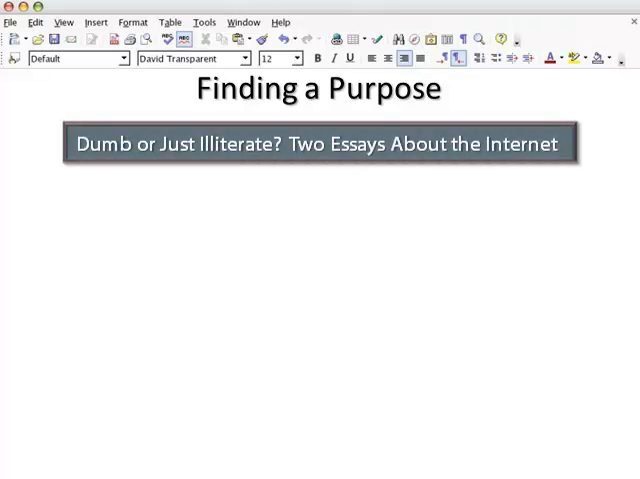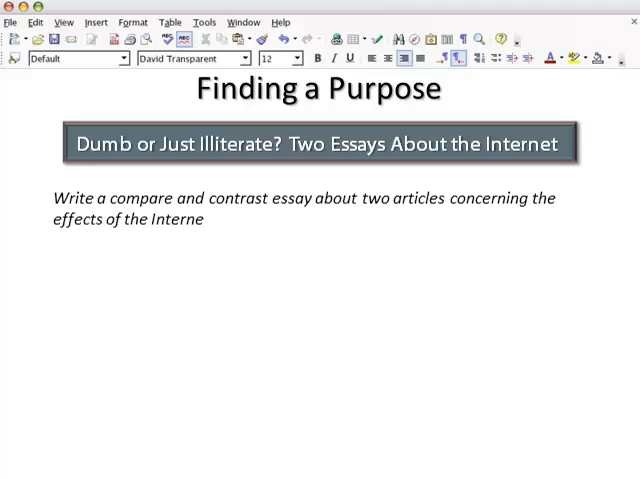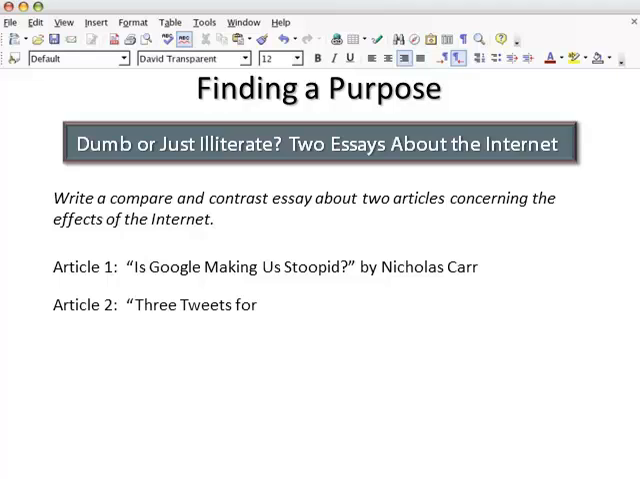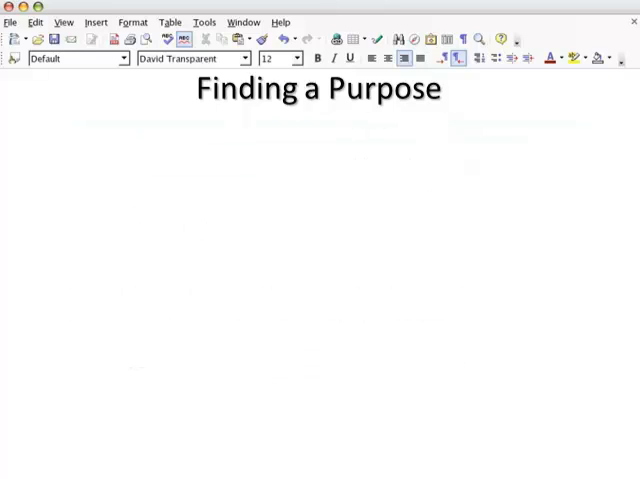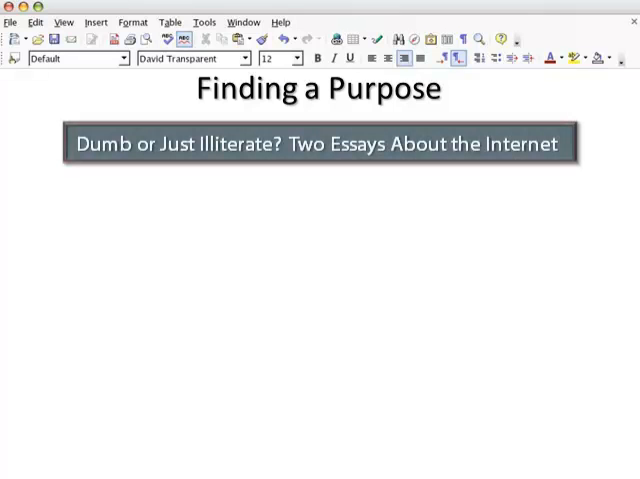Consider this example. Dumb or just illiterate? Two essays about the Internet. Let's say you've been asked to write a compare and contrast essay about two articles: "Is Google Making Us Stupid?" by Nicholas Carr and "Three Tweets for the Web" by Tyler Cowen. Both essays discuss the same topic, the effects of the Internet on our intelligence. So the potential list of similarities and differences is long. But what purpose will the list serve?